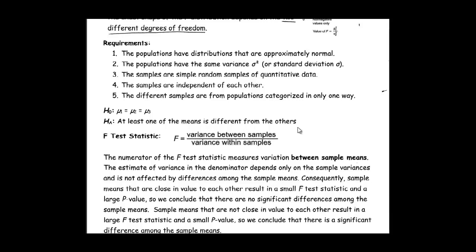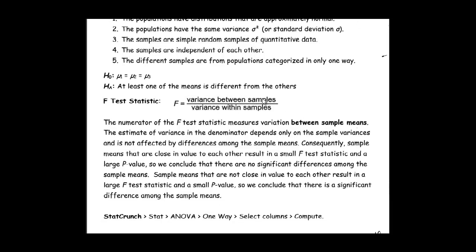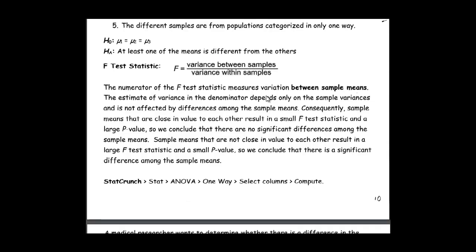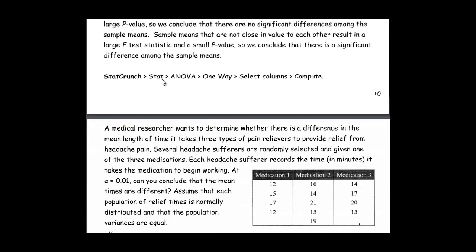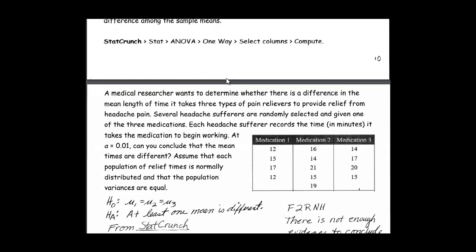Our F statistic is the variance between the samples divided by the variance within the samples. This is a discussion in regard to that. I am not going to ask you to implement anything with that, but it kind of gives you an idea as to what StatCrunch is going to be doing. So in StatCrunch, we're going to go to Stat, ANOVA, one way, select our columns, and then compute.